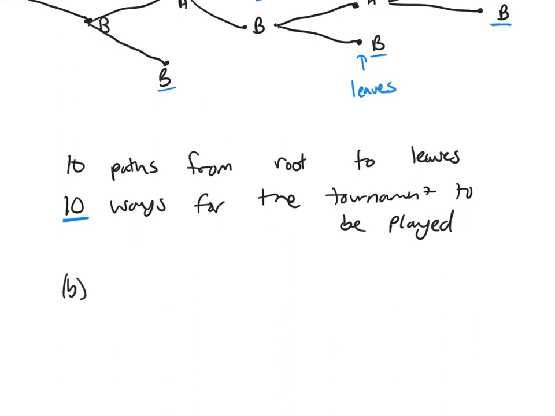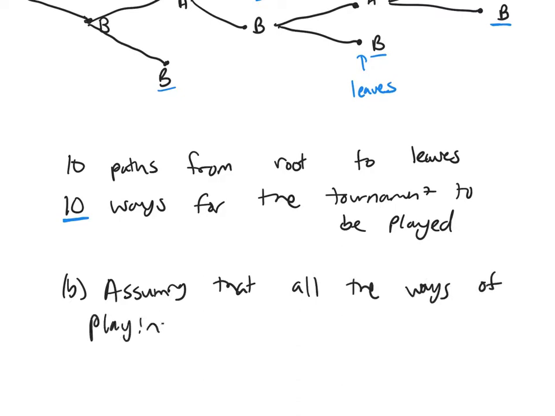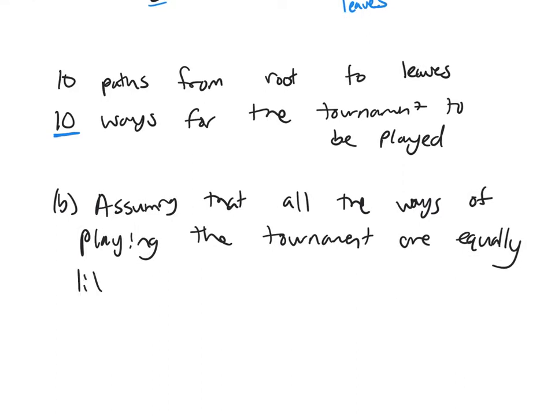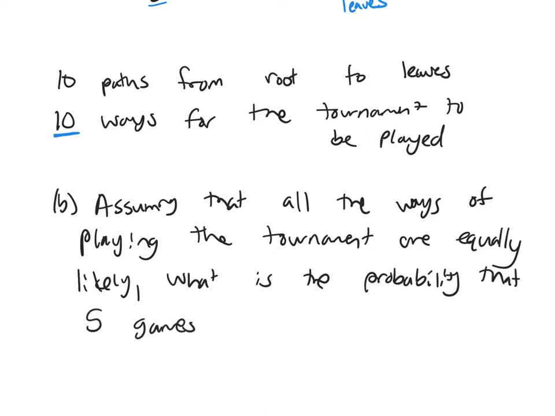And so now part B of this question says, assuming that all the ways of playing the tournament are equally likely, what is the probability that 5 games are needed to determine the winner?